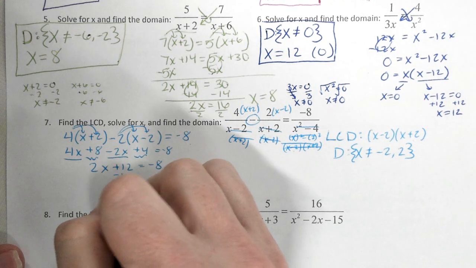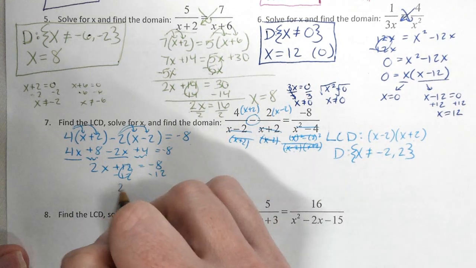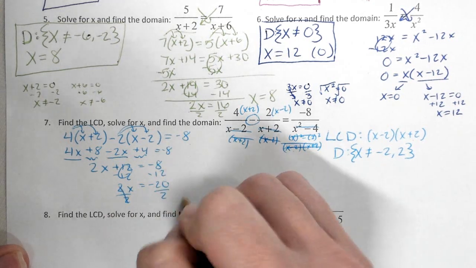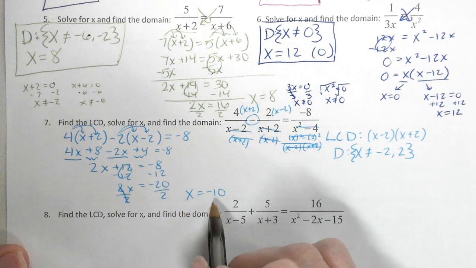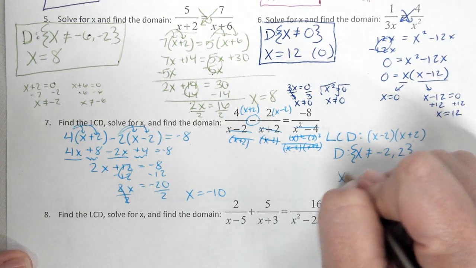So minus 12. There's no x's over here, so I'm going to get everything away from my x. Divide by 2, and I get x equals negative 10. Well, x can't be negative 2 or positive 2. 10 is fine, so x equals negative 10.